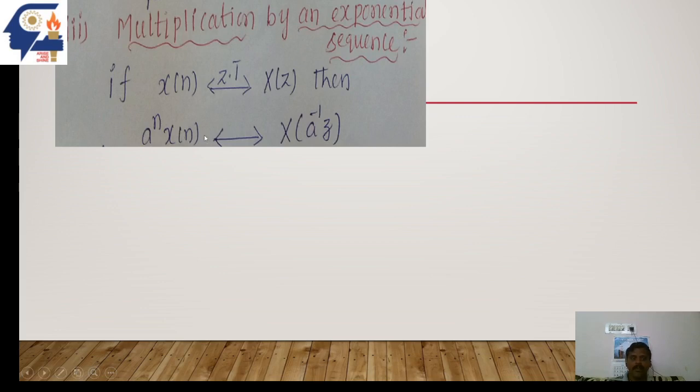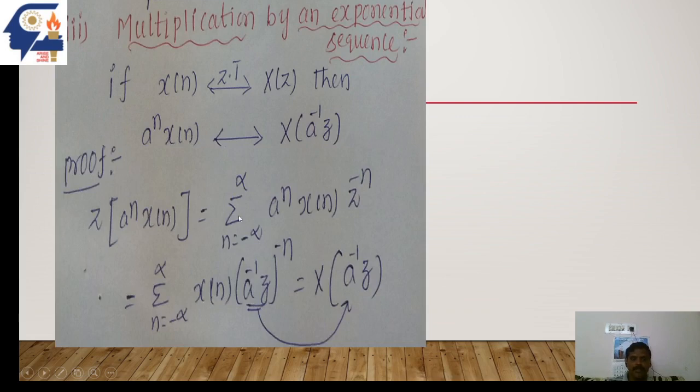Then what is the z transform of a power n x of n? We will see the proof. Z transform of a given signal is summation n equal to minus infinity to plus infinity a power n x of n z power minus n. I am going to rearrange this, because it is a power n and z power minus n, we can make it a positive n. Summation n equal to minus infinity to plus infinity x of n a inverse z whole power minus n. This is nothing but capital X of a inverse z. This is multiplication by an exponential sequence.